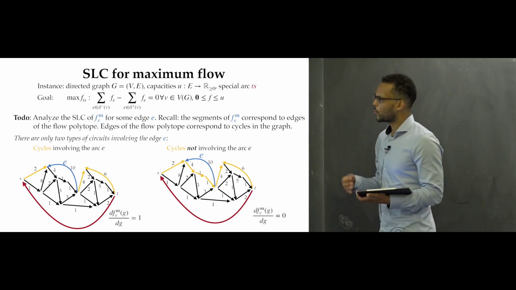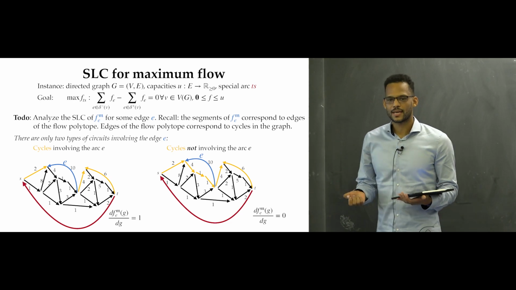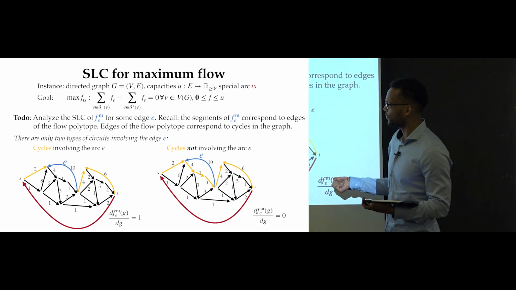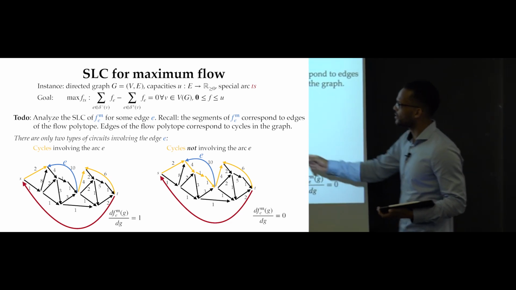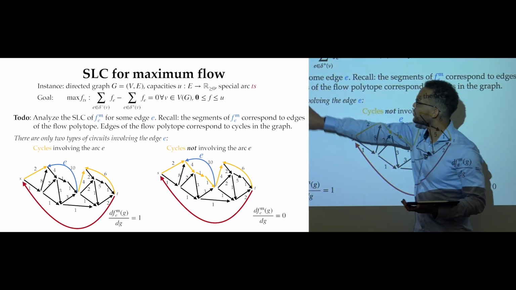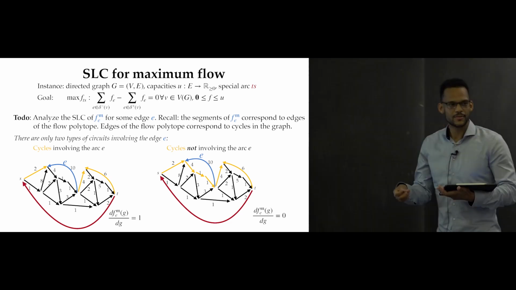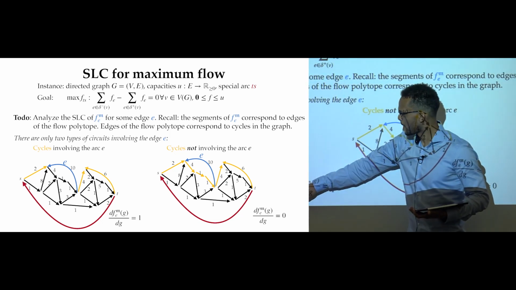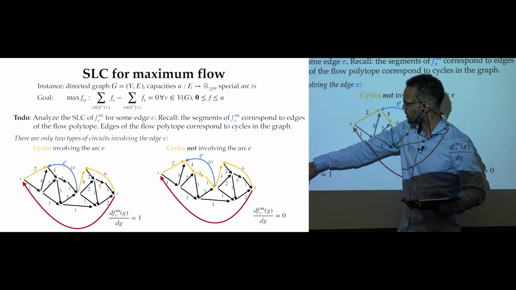And which cycles are interesting? Only cycles are interesting that change the objective value. Because in the end, recall that this here is a function of gap. So to change gap, you need to change the flow that you send over the arc ST. So the arc ST has to be involved in the interesting cycles.